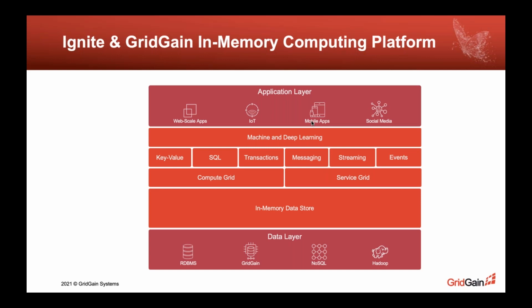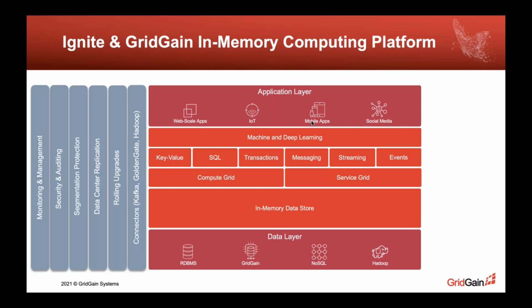Clients based on Java, .NET, C++, PHP, REST, mobile, all different types of interfaces can connect into this in-memory computing platform so that you can take the most advantage of it and integrate it into many different types of use cases. And then built on top of the Apache Ignite core are some additional enterprise features that we provide through GridGain.